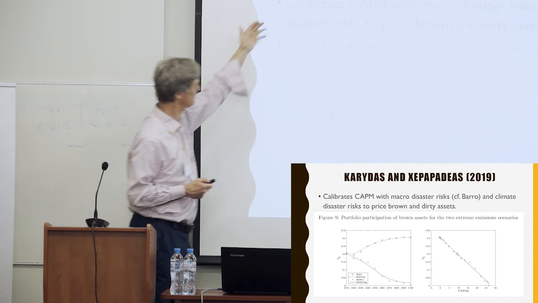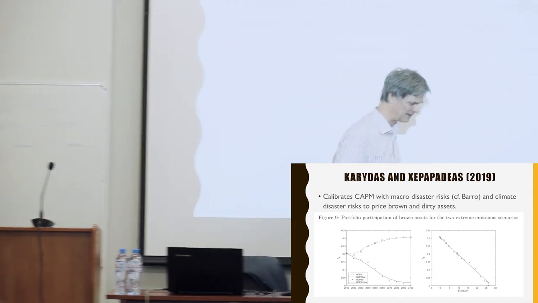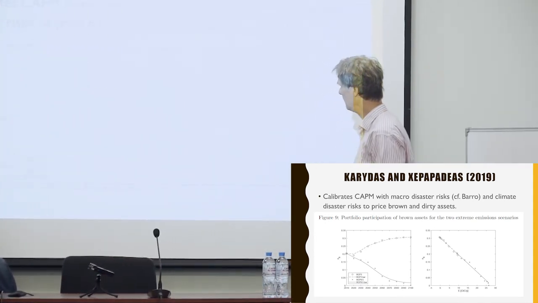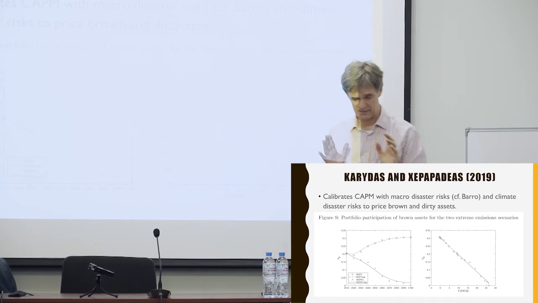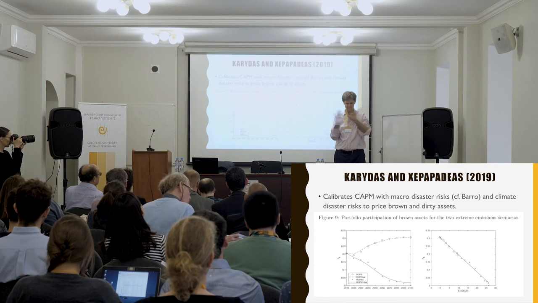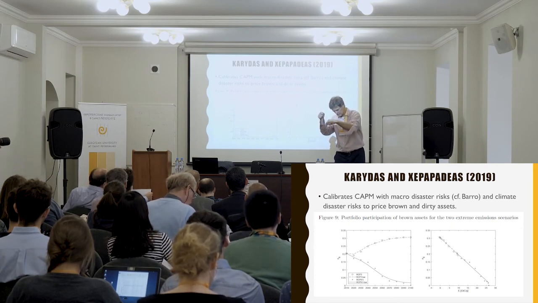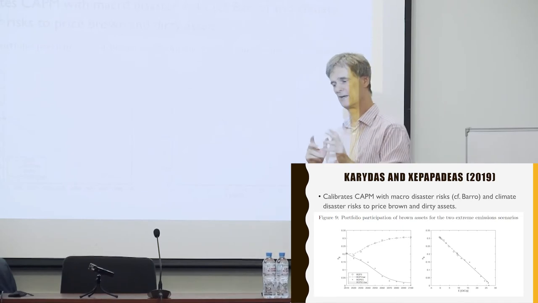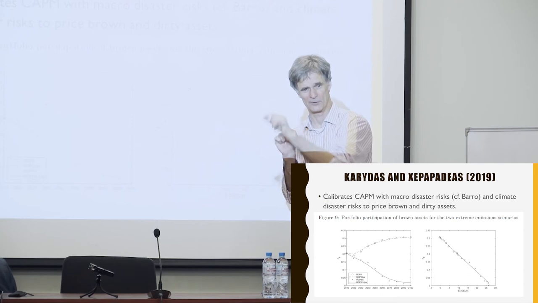So there's two more papers. There's one paper by Karydas and Xepapadeas. I would like to say that it's very good. They look different from Barro, so they have a capital asset pricing model. Barro has all these macro disaster risks as his data set, and all these disasters have probabilities of occurring and intensities. They're exogenous. What they do, they say, you have macro disasters, then you have climate disasters. And then they make the intensities temperature dependent.